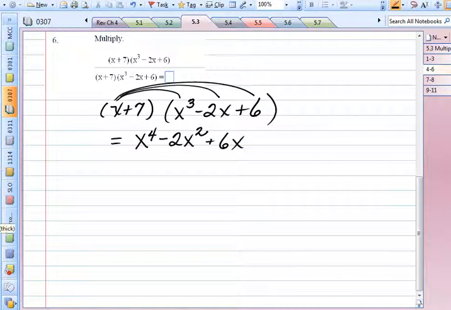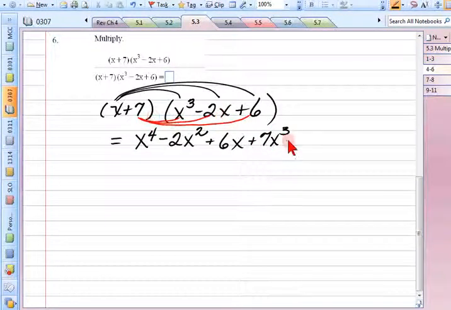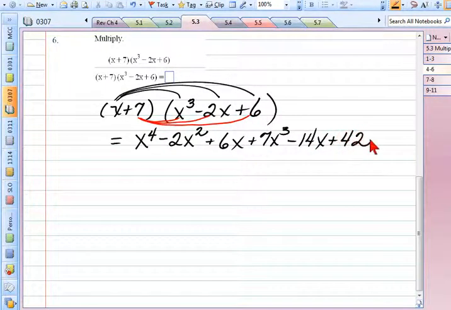All right, now I'm going to distribute the 7. That gives me 7 times x to the third is 7x to the third. 7 times negative 2x is negative 14x. And 7 times 6 is 42. When you go through and think about combining like terms, please do them in descending order. In other words, highest power down to lowest.